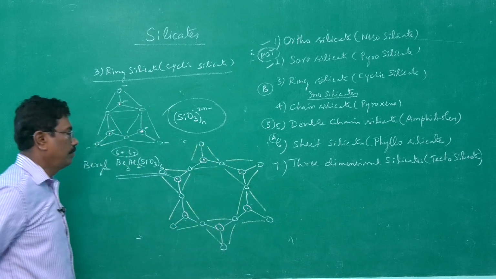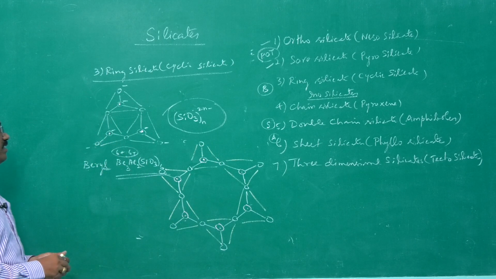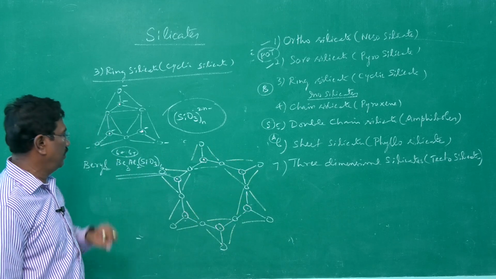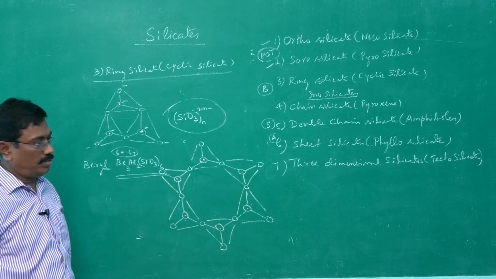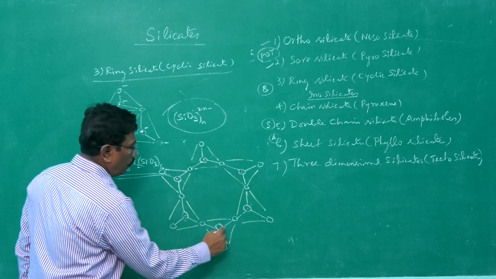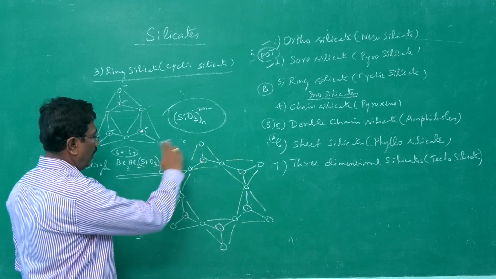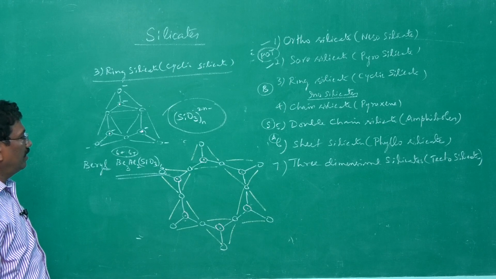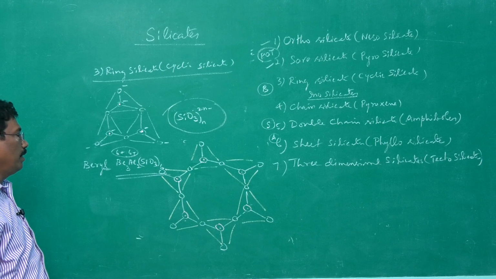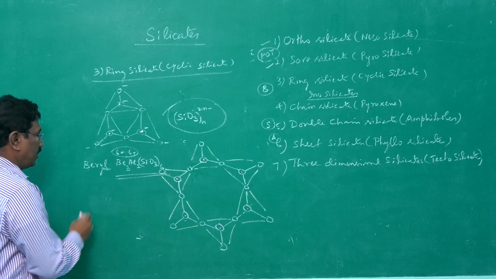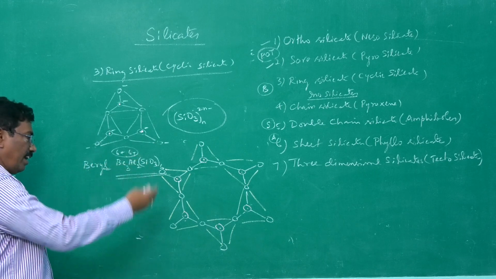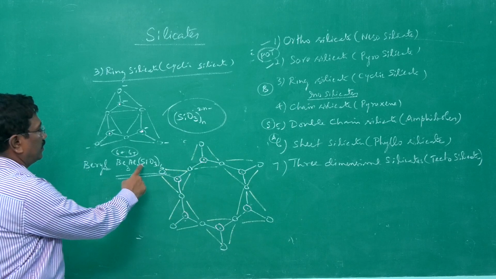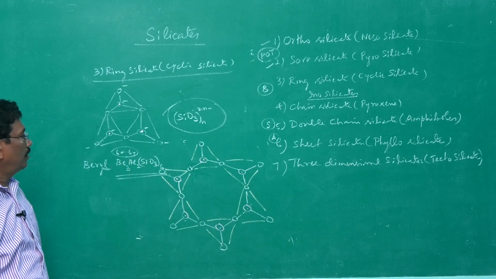Yes. Here I made SiO3 six times: 1, 2, 3, 4, 5, 6. Silicon and oxygen, 6 into 3, so 18 oxygen atoms only will be present. Even though it is SiO4, the 4 minus units are joined. 2 oxygen atoms are shared, and therefore the number becomes SiO3 six times.